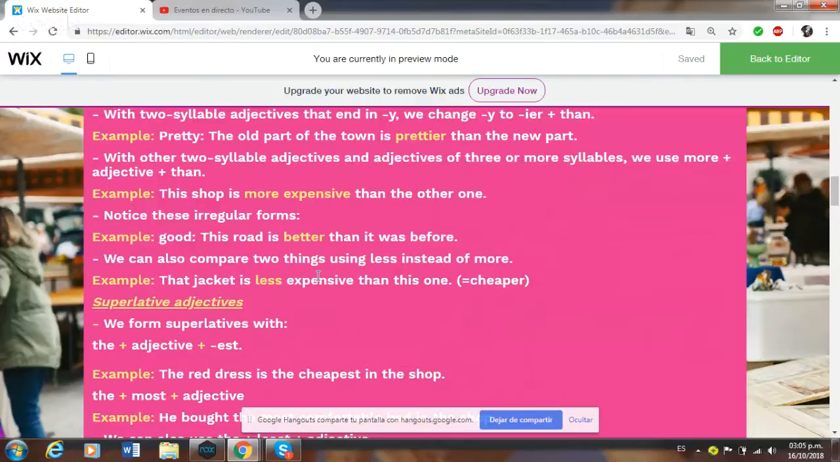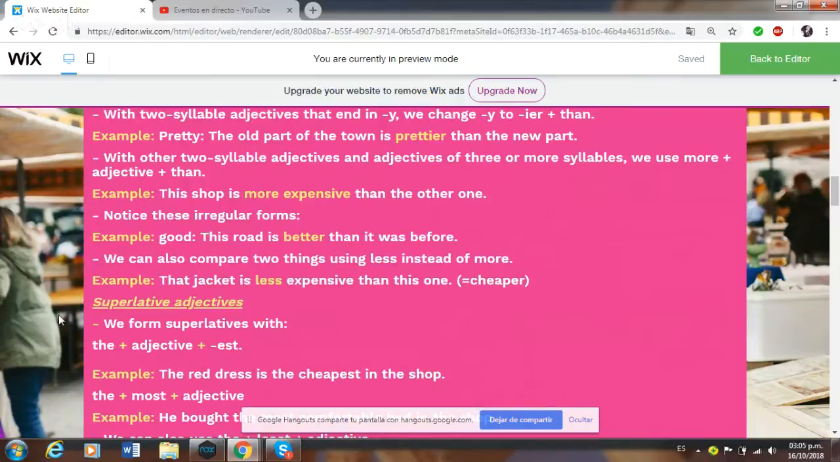Now, we can also compare two things using less instead of more. For example, that jacket is less expensive than this one. That is cheaper, equal to cheaper. So we can use less instead of more. It's not less expensive than this one. Okay, cheap.